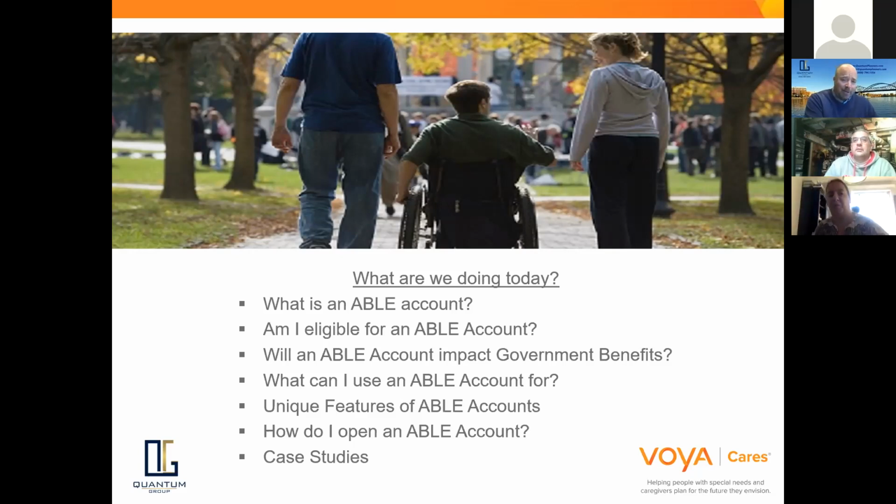What can you use an ABLE account for? So it doesn't affect government benefits, but what's the point of getting one? What are the benefits of it? There are some unique features of ABLE accounts that we'll discuss. And then we'll also talk about, I think one of the big things, how do you open one? And it's really pretty easy. If you decided today you wanted to open an ABLE account, it's 10:55 right now, you probably could have one done by 11:30 and be ready to go. So it's a very easy process.